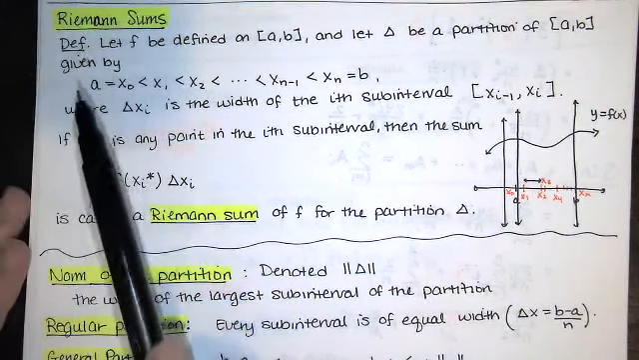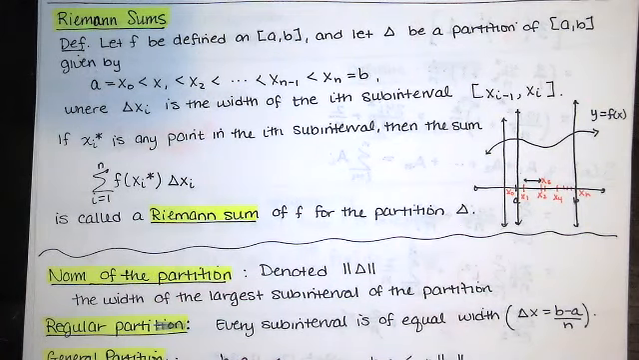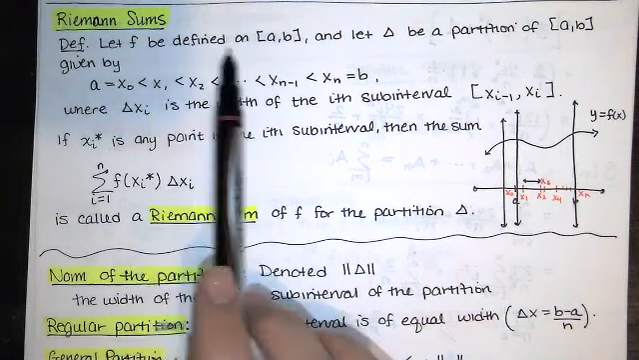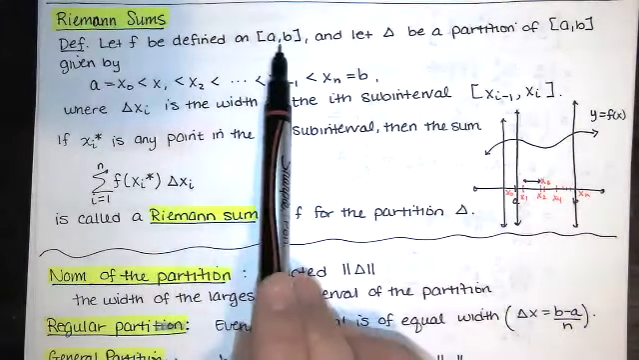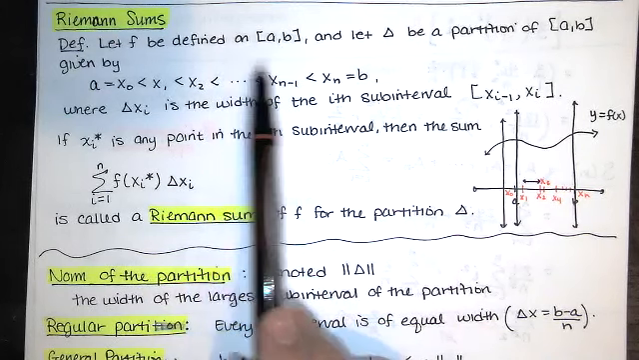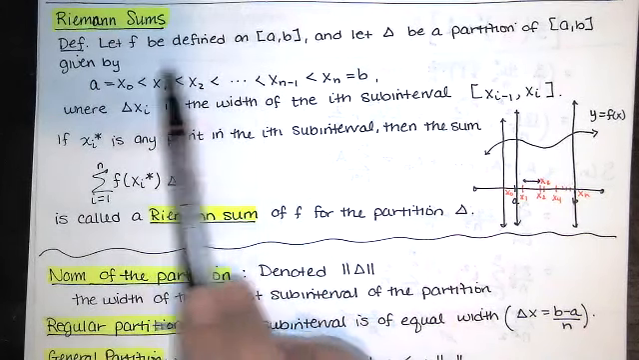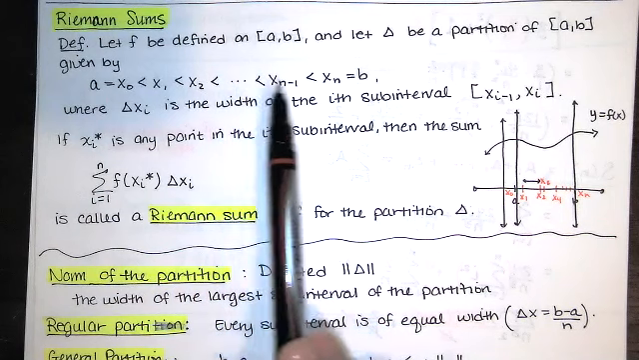So this is our definition. It says, let f be a function defined on the interval from a to b. So there isn't much required of f. All it has to be is a function, and it's defined on the interval from a to b. It doesn't have to be continuous, nothing special going on there, it just has to be defined.